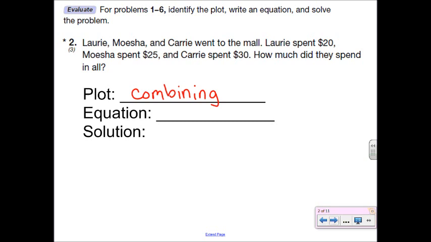So when we use a combining problem, we take sum, and then we add more. And in this case, we're going to add more on top of that to get the total. So sum is Lori's $20. Some more is Moesha's $25. And some more is Carrie's $30. And that's going to be our total, T. In this case, it's pretty simple to solve. 20 plus 25 is 45, plus 30 is 75.